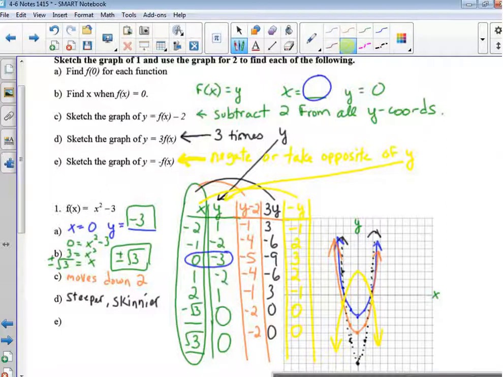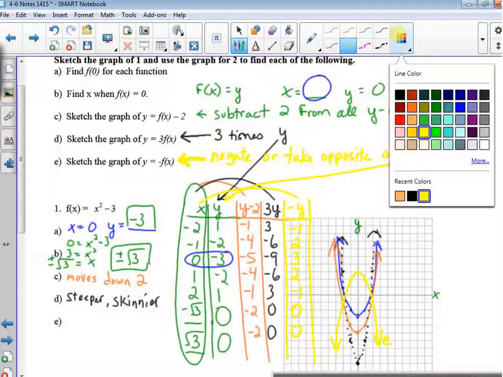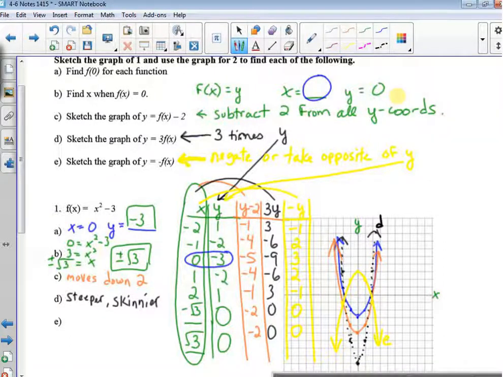Okay, so I'm going to label this one E. The black one was D. The green one was C. Oh, I don't have a green one. The red one was subtract. I ended up doing it in red. That's confusing to me. Okay, so the red one was C, and then the blue one was the original equation. So what happened there was this one reflects over the x-axis.